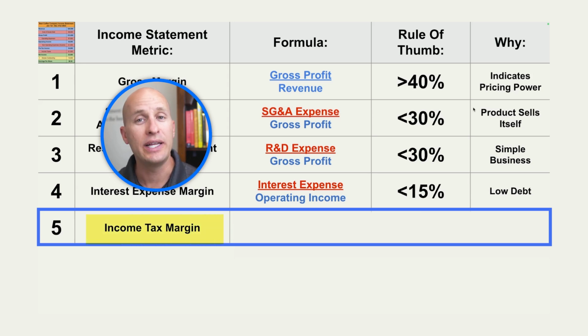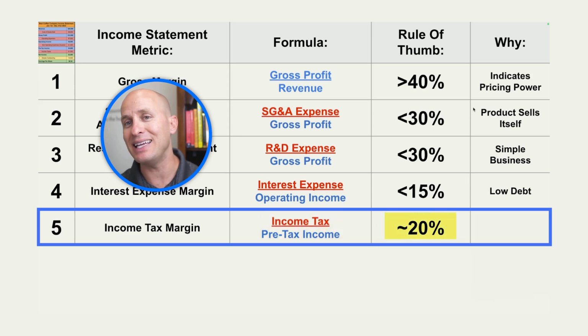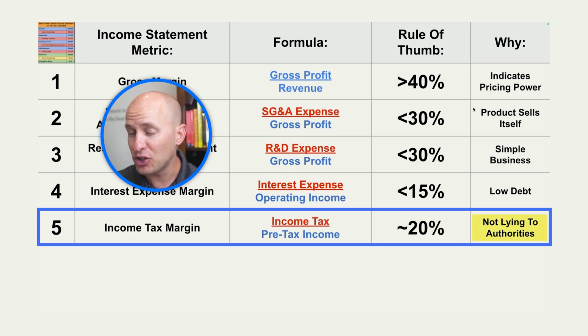To find this, we take the company's total expenses on income taxes and we divide it by the company's pre-tax income. Buffett's rule of thumb here is that this figure approximately equals 20%, which is the current tax rate in the United States of America. Why would Warren Buffett want this number to be 20%? Well, that indicates to him that the company is not actively trying to deceive the authorities, and that indicates to him that the management team won't actively try and deceive investors.